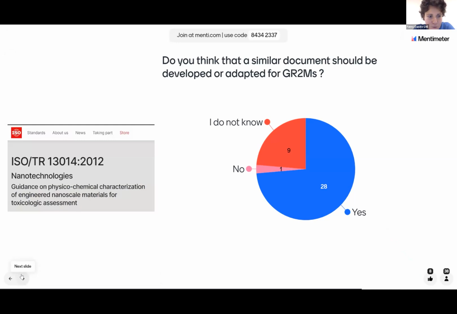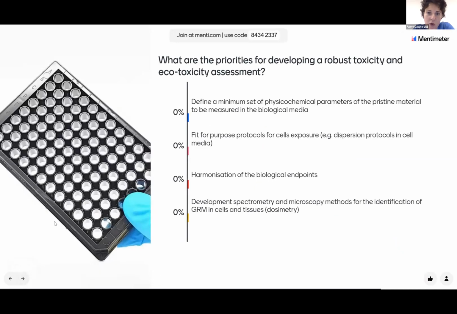Okay, and then to get a bit more in detail, if you have answered yes, but even if you have answered no, even if you just want to play the game, what do you think are the priorities? I mean, what are the priorities when we think of developing a robust toxicological or ecotoxicological assessment? And so what shall we do as the first actions? Again, this is a question where you have 4 answers. You have 100 points, so you can divide the points considering what is the most critical action.